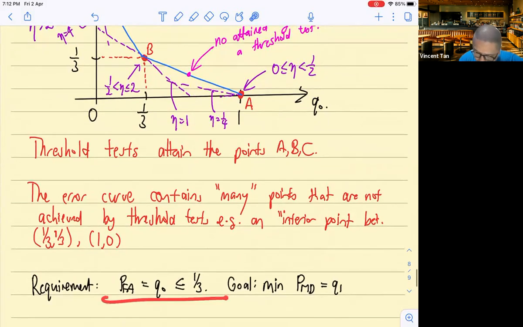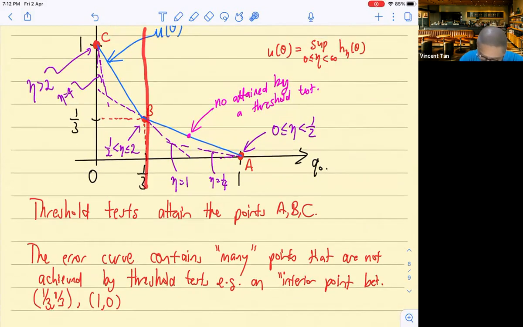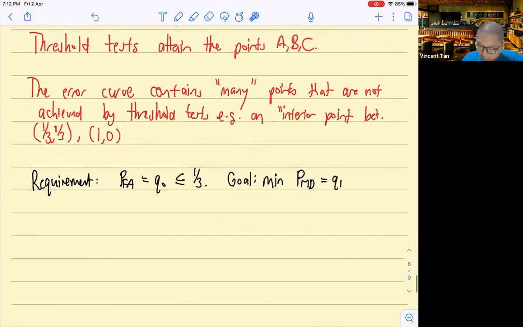So our boss tells us that the probability of false alarm should be less than 1/3. This is the system requirement. So we can only operate to the left of this point here, right? Because this is my probability of false alarm. Now, to the left of this point, which is the best point that you can operate in terms of the probability of misdetection? Obviously, this point, because that's the smallest among all the points here. If the requirement is that the probability of false alarm is less than 1/3 and you want to minimize the probability of misdetection, then the answer is 1/3.